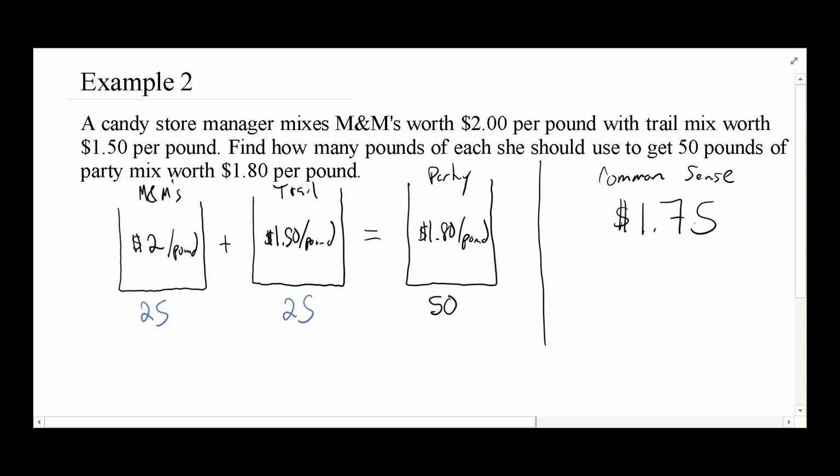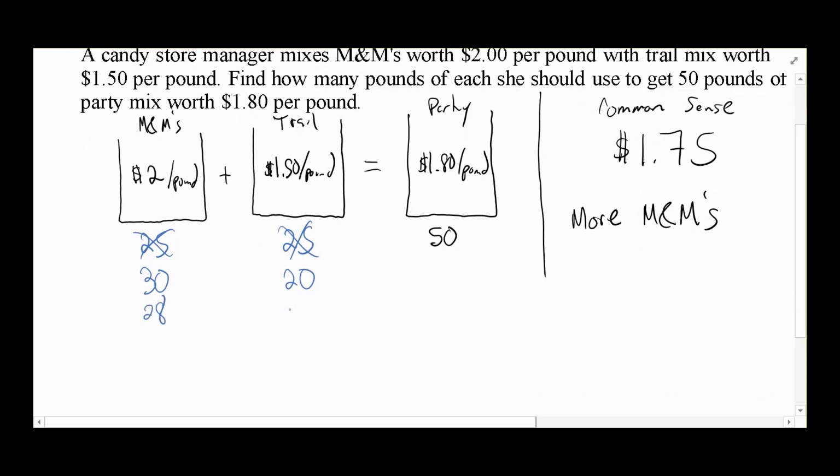So we got to say, all right, well, if I need to have a little more value to this mixture, do I want more of the cheap stuff or do I want more of the expensive stuff? And if we want to raise the price of it, we want more of the expensive stuff. So if we're looking at charging $1.80 per pound, then we better have more M&Ms. M&Ms are worth more. So that's going to raise the price that we can charge if we include more of the expensive stuff. So instead of a 25-25 split, we're expecting a little more like maybe 30-20 or maybe like 28-22, something like that. We're expecting a little bit more of the M&Ms than we are of trail mix.